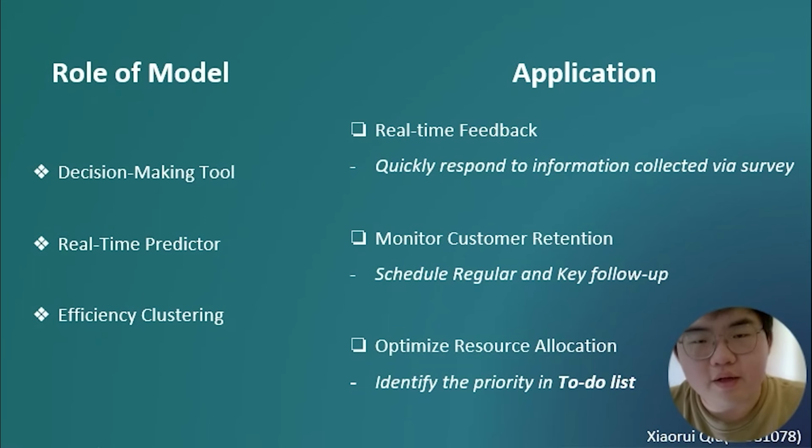Coming to the end, I will share some business insights we have gained during this process. First, the application of the model in practice. Talking about the role of the model, the first keyword is decision-making tool. Our model is able to deal with a large volume of data. The second function is that the model could be a real-time predictor, quickly responding on customer satisfaction based on survey results. Moreover, this model could effectively classify passengers according to their profile, establishing a customer segmentation model.